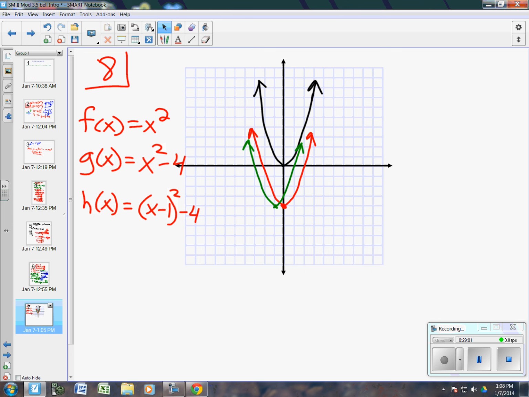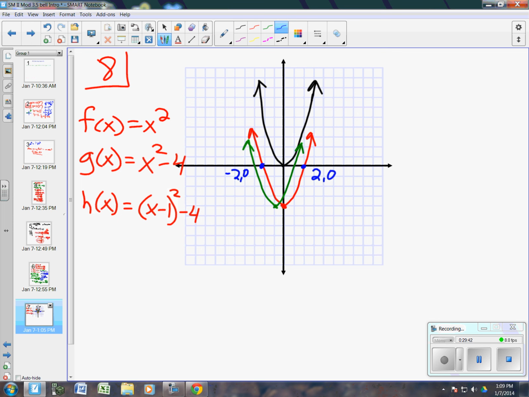Part D, look back at the functions above and identify the x-intercepts of g of x. What are they? Hey, you guys, this is what you should have found out on this one. G of x is this function right here. What are the x-intercepts? What's that one? 2, 0. What's this one? Negative 2, 0, right? Okay.